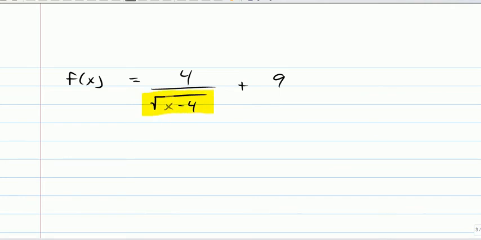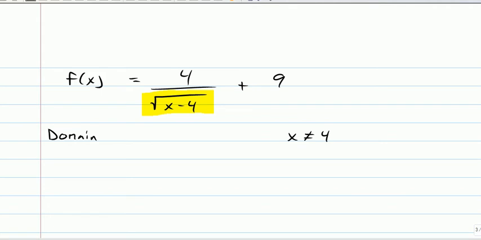Alright, so we're looking at f of x is equal to 4 divided by square root x minus 4, plus 9. There's a hint for domain. When I see division, I need to make sure that I'm not dividing by 0. So off the bat, as we're thinking domain, make a note that x cannot equal 4, because that would produce a divide by 0.